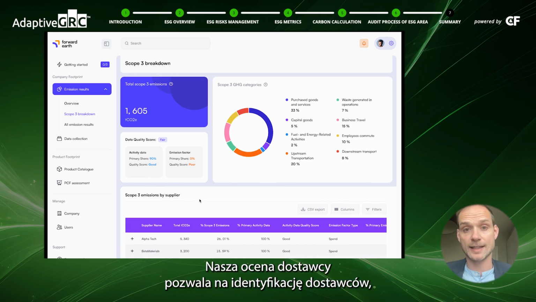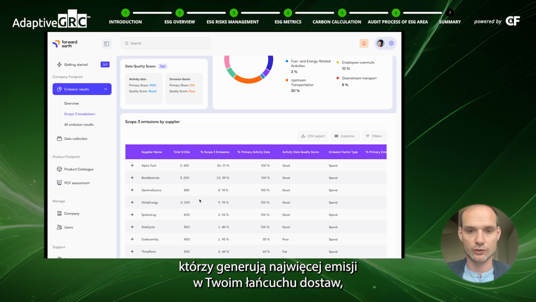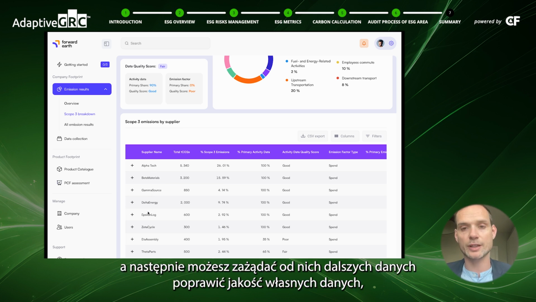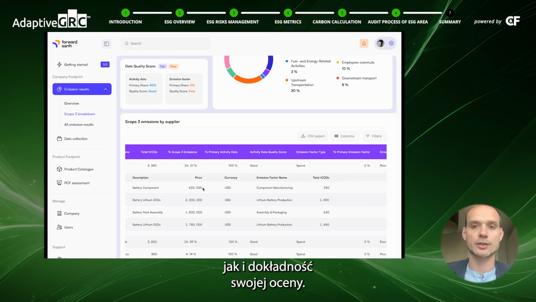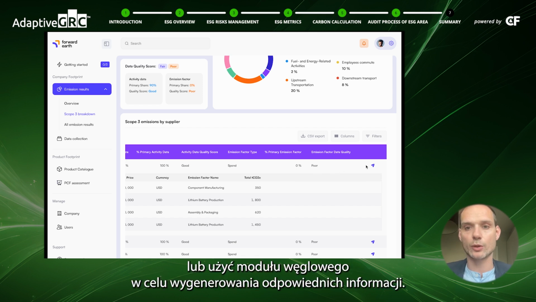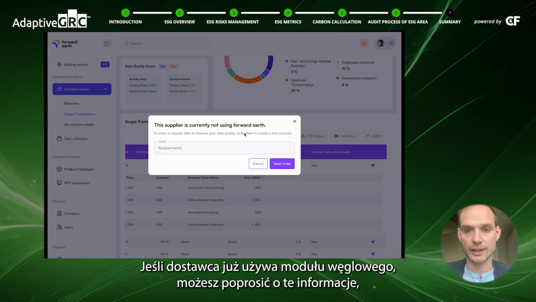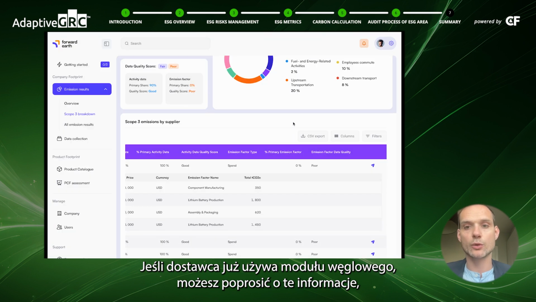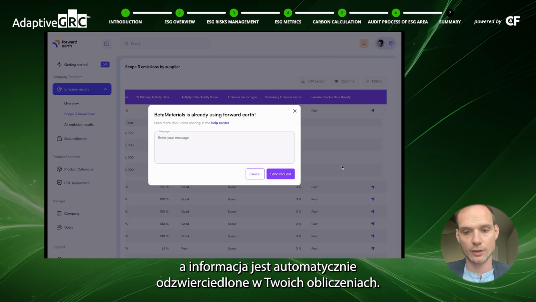Our supplier assessment allows you to identify the suppliers which create the most emissions in your supply chain, and then request further data from them to improve your own data quality as well as the accuracy of your assessment. The supplier can either provide the data quality in the contact form or use the carbon module to generate the relevant information. If the supplier already uses the carbon module, you can request that information and it is automatically reflected in your calculation.